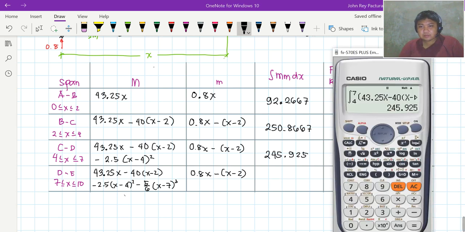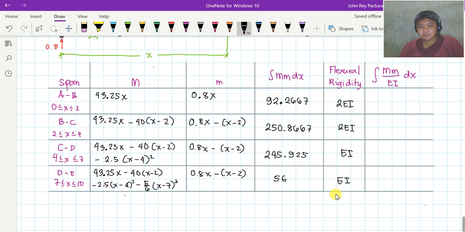925 ba? Yes. And lastly, dito na tayo sa panghuli, yung from 7 to 10 sa span DE. Dagdagan na lang natin ito, minus 5 over 6 ng x minus 7 na naka-cube. So, yung limit din, mababago. So, ang kalalabasan diyan is from 7 to 10. Ang final answer ay 56.25.